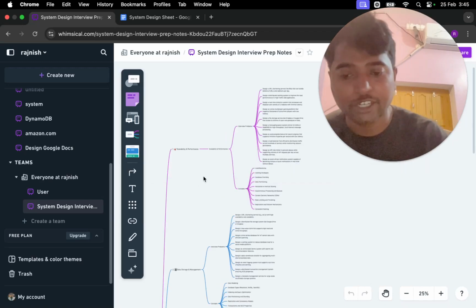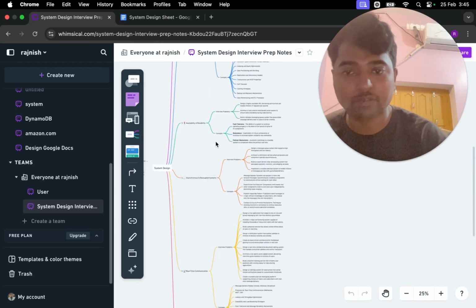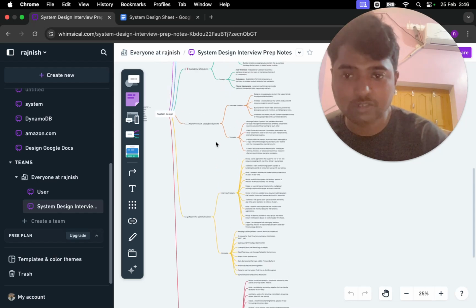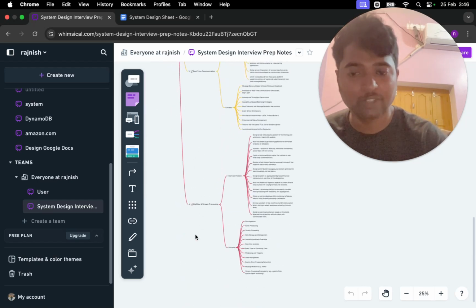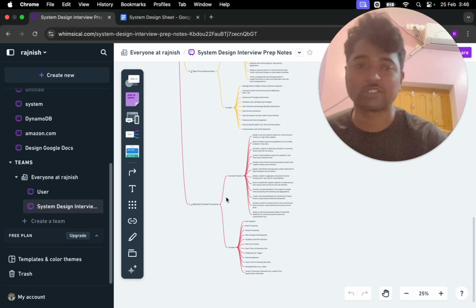First is scalability and performance. Second is data storage. Third is availability and reliability. Fourth is asynchronous and decoupled systems. Fifth is real-time communication. This helps in networking. And the last one is big data and stream processing.